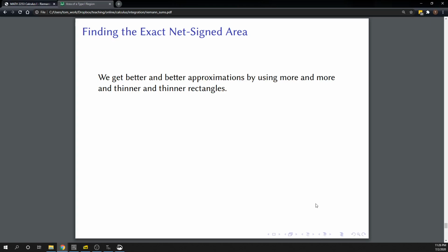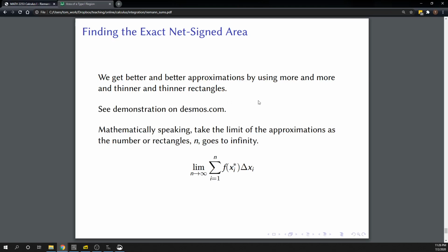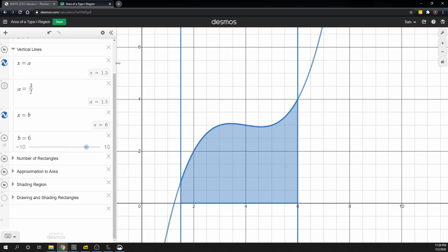Okay, so that gives us an approximation. But what we want is not an approximate area. We want exactly the net signed area. We don't want an approximation, but as I already told you, you get better and better approximations by using more and more and thinner rectangles. So let's take a look at this demonstration. On Desmos here, I have a demonstration. Let's say we want the area between this function and the x-axis, so this blue shaded region. I'm going to draw some rectangles in there. In this case, I have 4 rectangles.